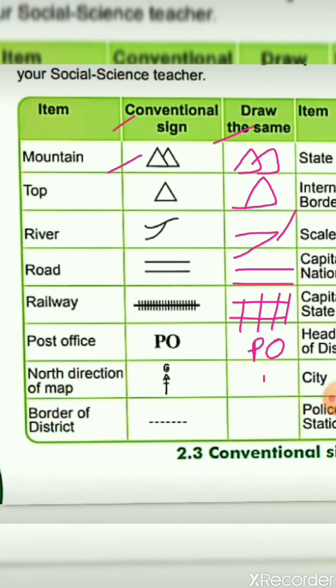Then for direction of a map, map के लिए कौन सा sign है? देखो, like this arrow and like this, right? This is sign of a map. Then border of a district, so this sign is there. So you need to draw it. Okay students, you need to draw in your test book.